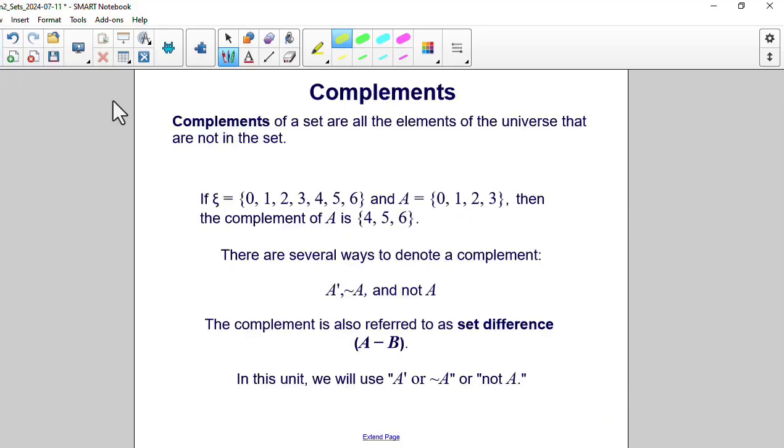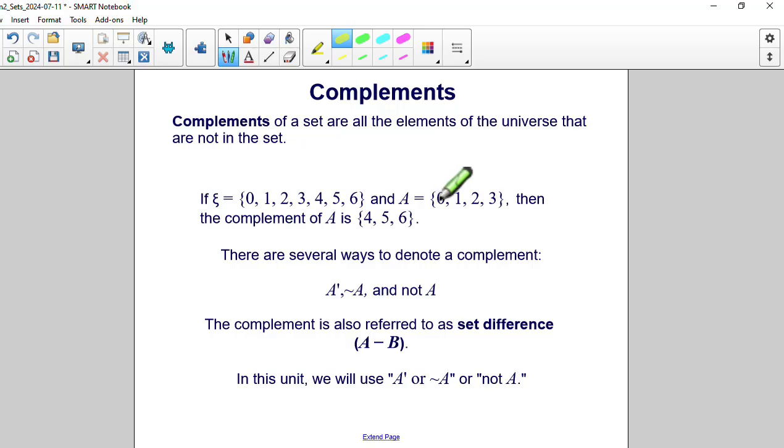Complements. Complements of a set are all the elements of the universe that are not in the set. So if the universe, Gazai, is made up of the integers 0, 1, 2, 3, 4, 5, and 6, and A is the set 0, 1, 2, 3, then the complement of A is 4, 5, and 6.